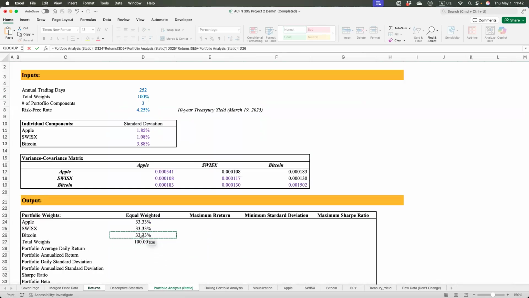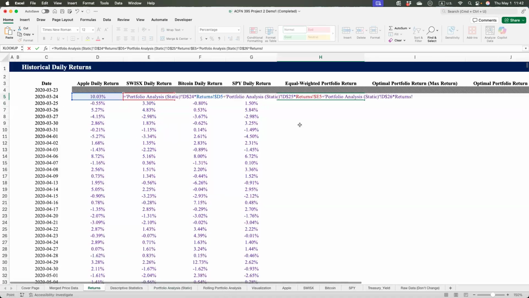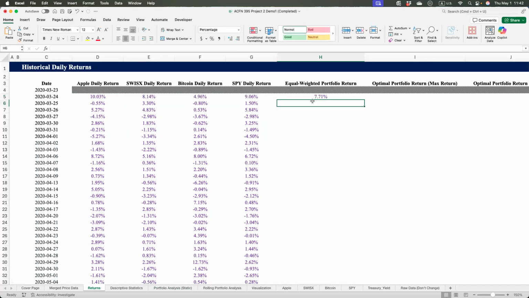The last weights for my Bitcoin here, I lock the row, multiply by the Bitcoin return, which is F5 here. I'm going to lock the column here. Now I'm done with this one. So then I can basically just highlight this column, copy this formula down.